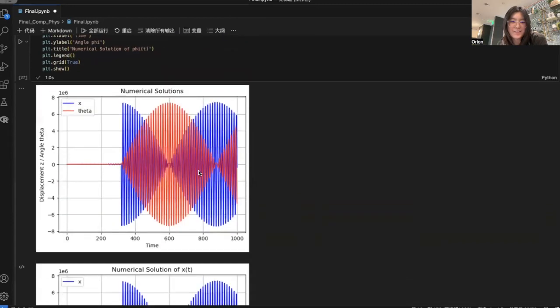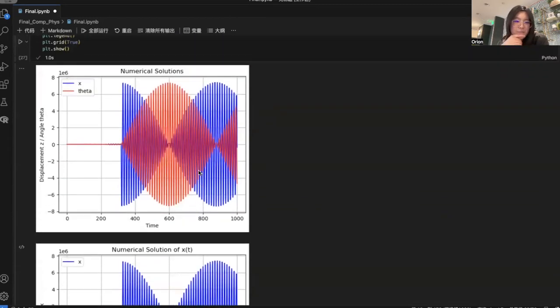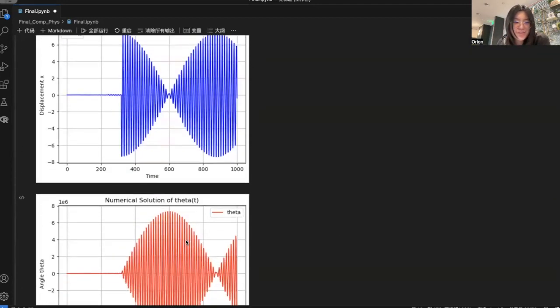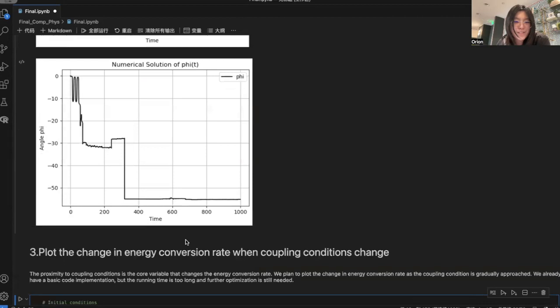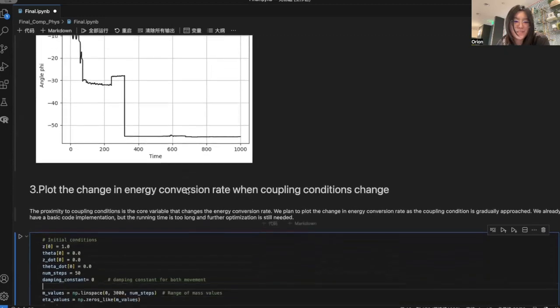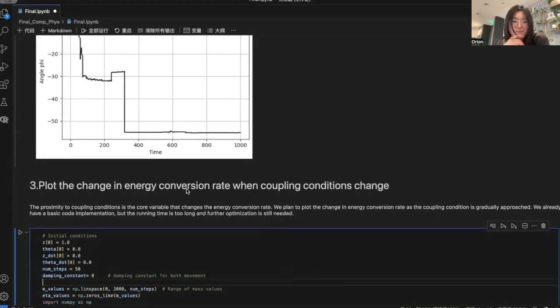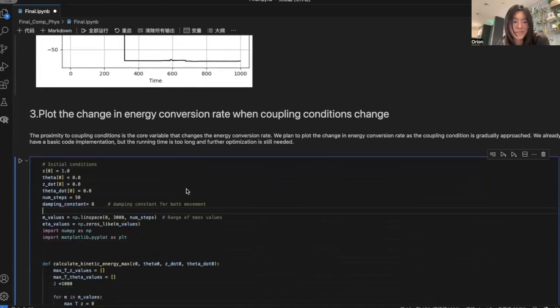But the result is not very good. We can see that the displacement and the angle theta blow up to like 10 to the 6 orders, which is apparently not correct. And phi increases from like 5 degrees to more than 50 radians. So this result doesn't make sense. We want to see what's going on, but we don't have enough time to do that.